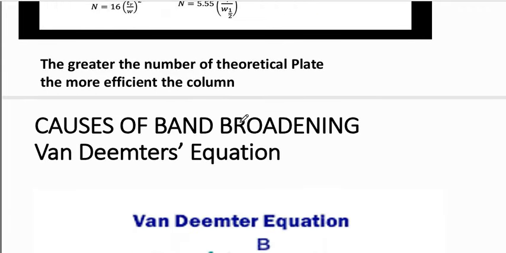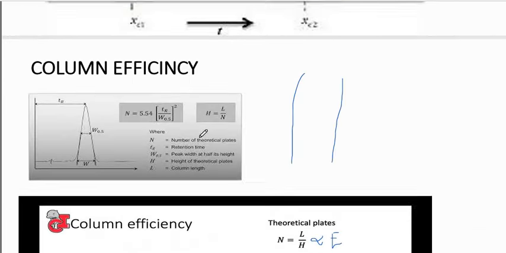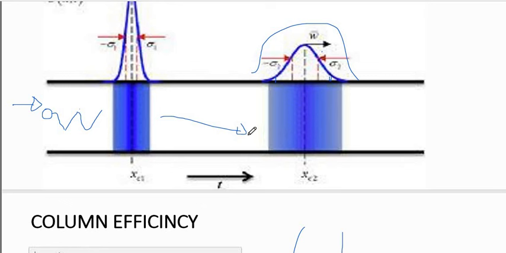Let's come to what causes the band broadening. If a band is able to broaden like this, as I said, it will lead to poor separation. If I have this particular peak closer to another one that has nearly the same polarity, those two peaks are going to overlap. And when they overlap, there is a poor separation or poor resolution. That means for me to be able to separate two different analytes that have close polarity, they have to give a narrow peak so that the peak of one will not overlap on the other.